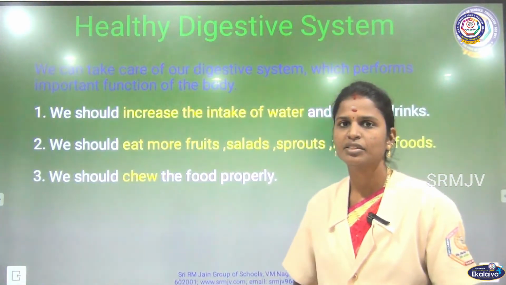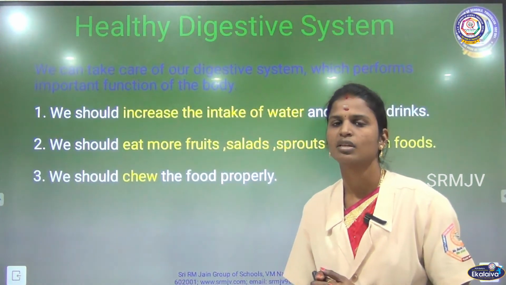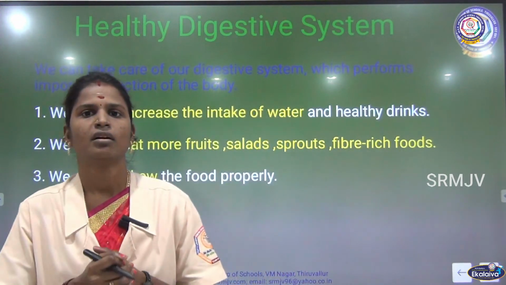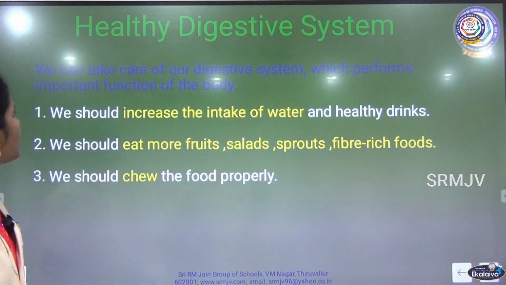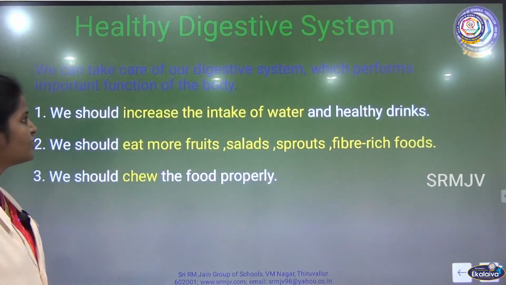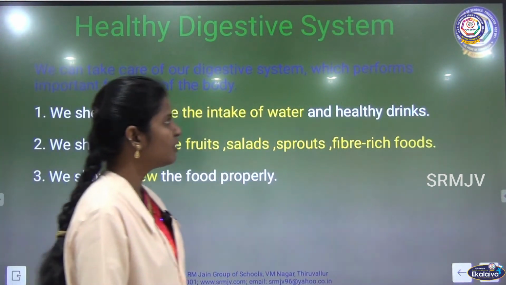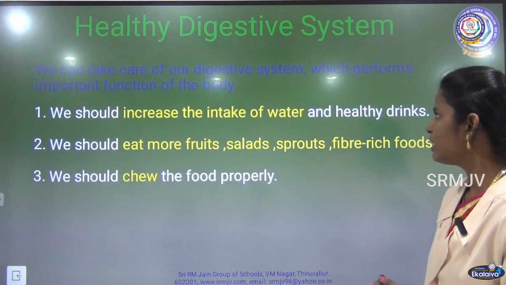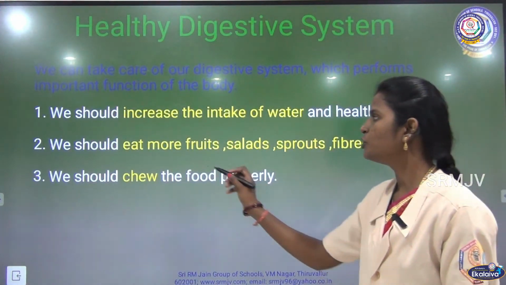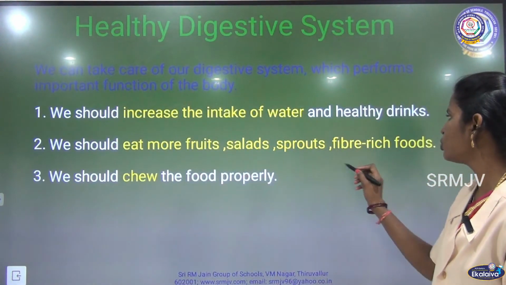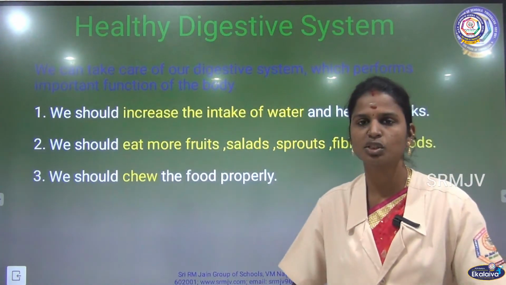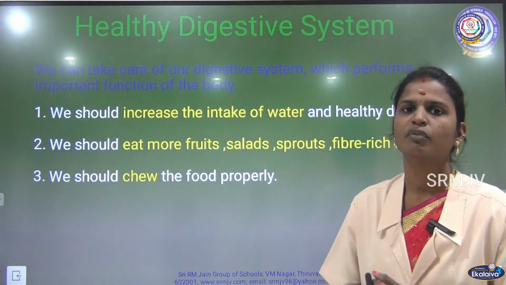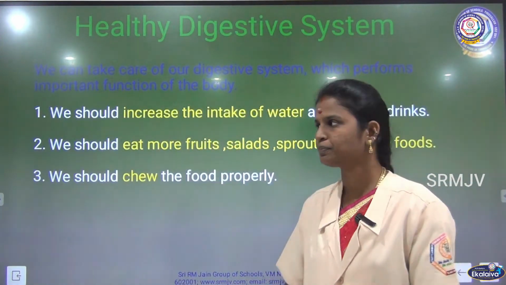Okay, so this is about the digestive system and the digestive organs. Since digestion is a very important part of our body, we have to keep our digestive system healthy. So what to do to have a healthy digestive system? We have to drink enough water. The intake of water should be more. So we should take water and healthy drinks, and we should eat more fruits, salads, sprouts, fiber rich food, and we also have to chew our food properly in order to have healthy digestion, and we should avoid junk food, and we should not drink aerated drinks, etc.